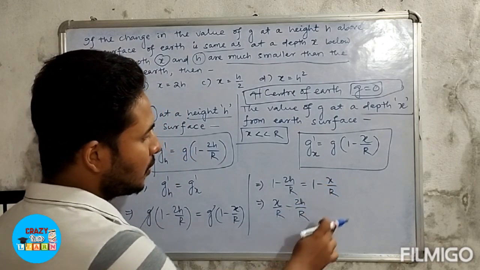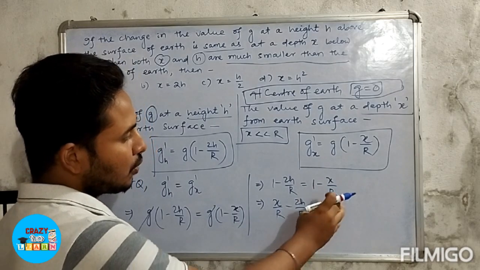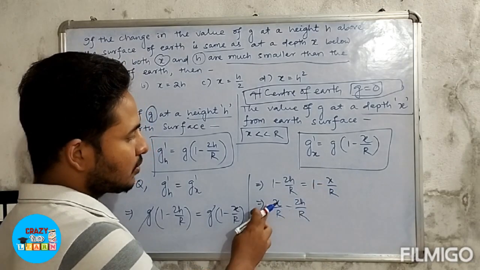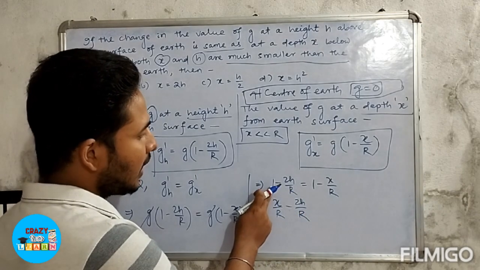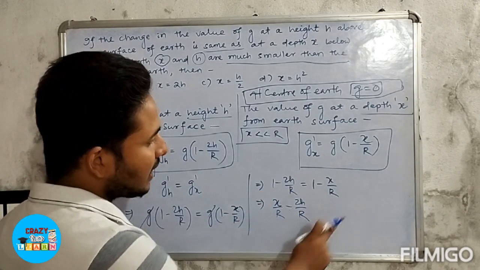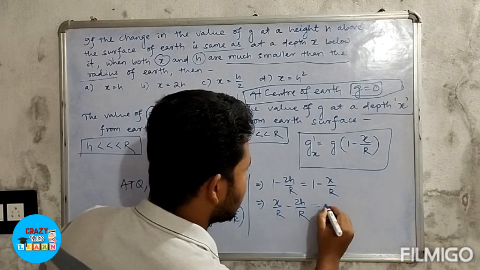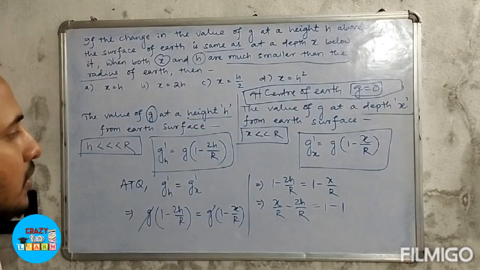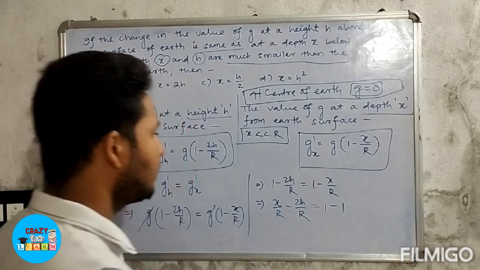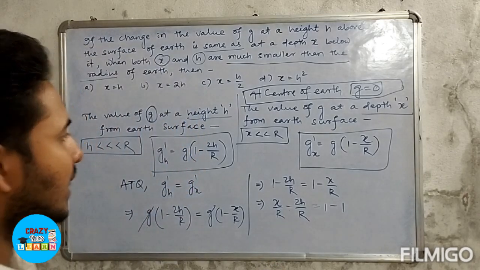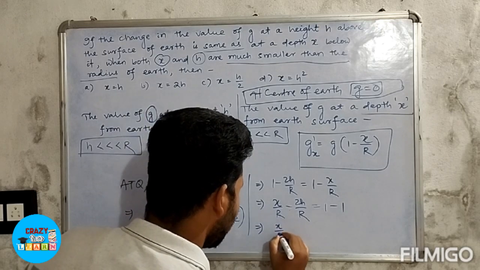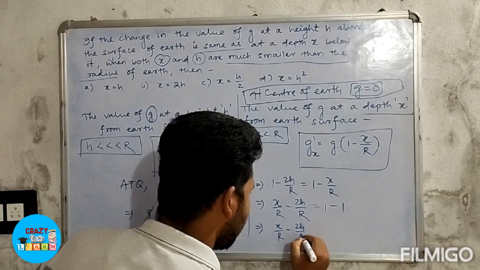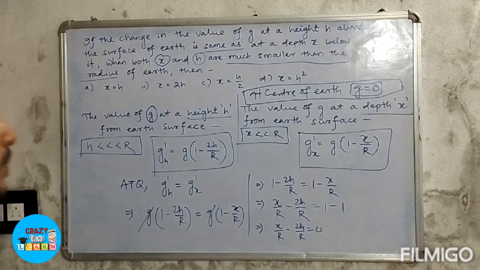As it is negative, when you move it to the left-hand side, it will be positive. So x by r minus 2h by r, and this one is positive. When I move this one from the left side to the right side, it will be negative. So 1 minus 1. So what value are we getting here? The value we are getting here is equal to 0. x by r minus 2h by r is equal to 0.